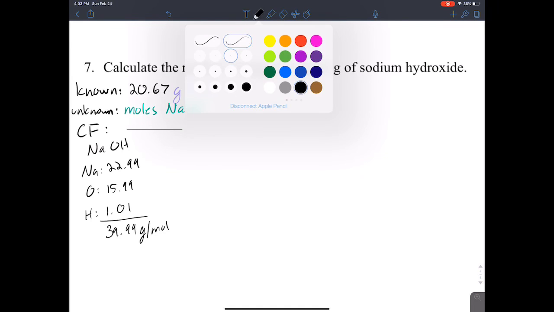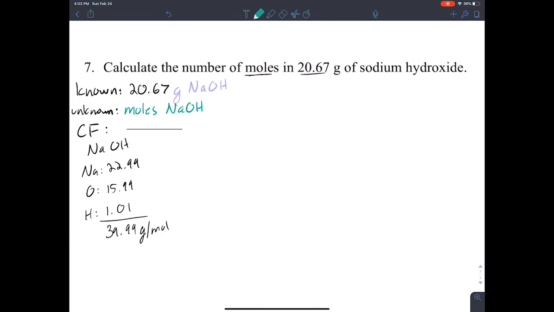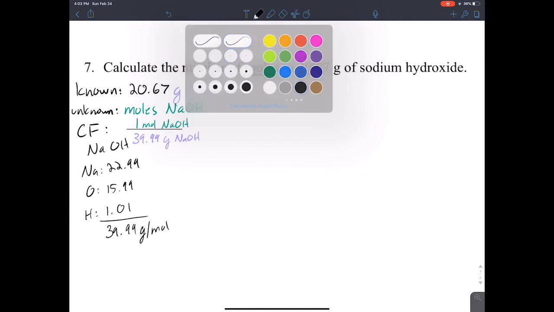We have for every 1 mole of NaOH, we have 39.99 grams of NaOH. Okay, so every 6.02 times 10 to the 23rd molecules of NaOH weighs 39.99 grams, 40 grams basically. Okay, so now we set this up.